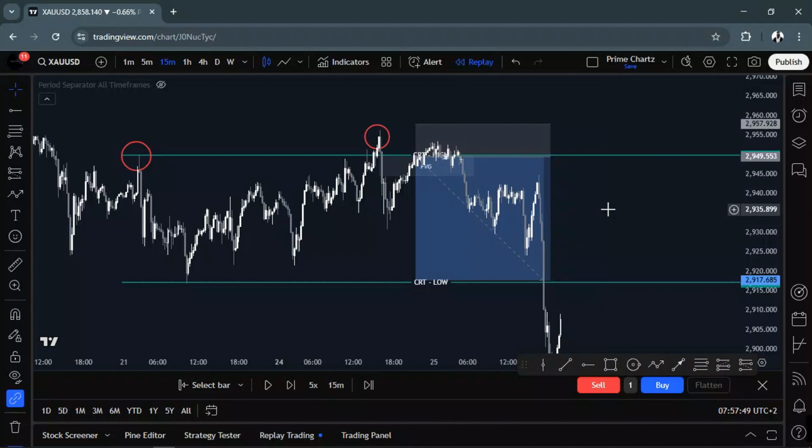So this is just a short version of the CRT. I will make another video explaining in details. So we are going to dive deep into the CRT, guys.